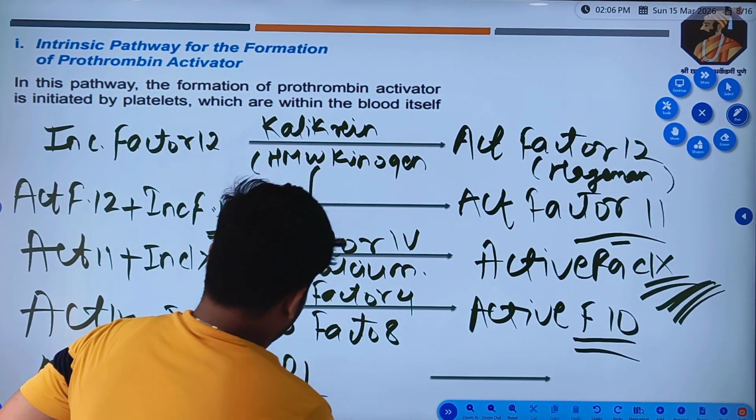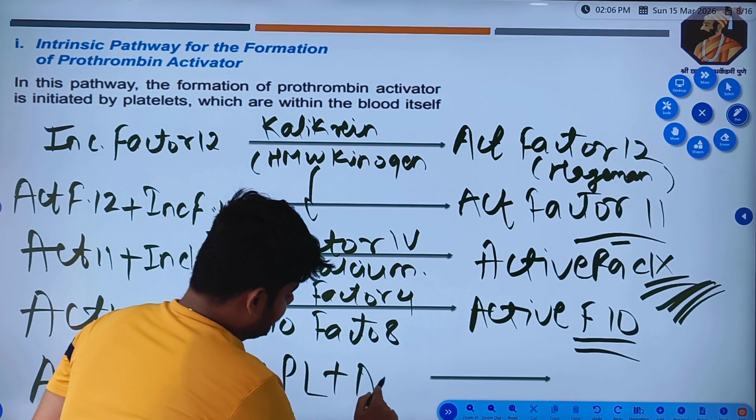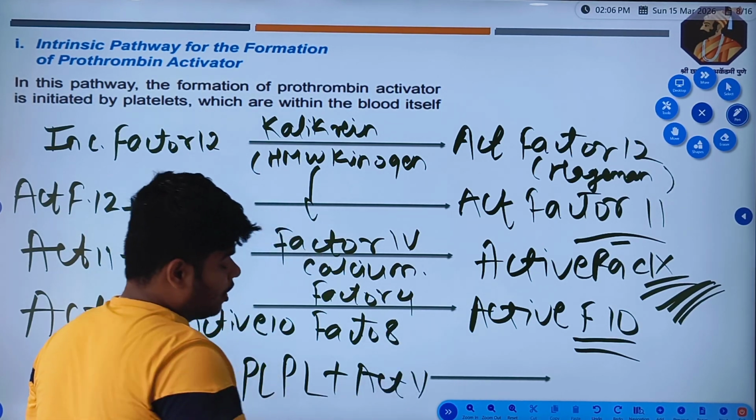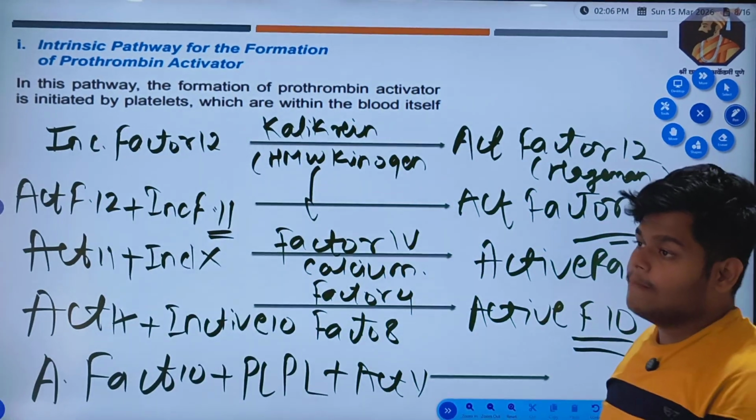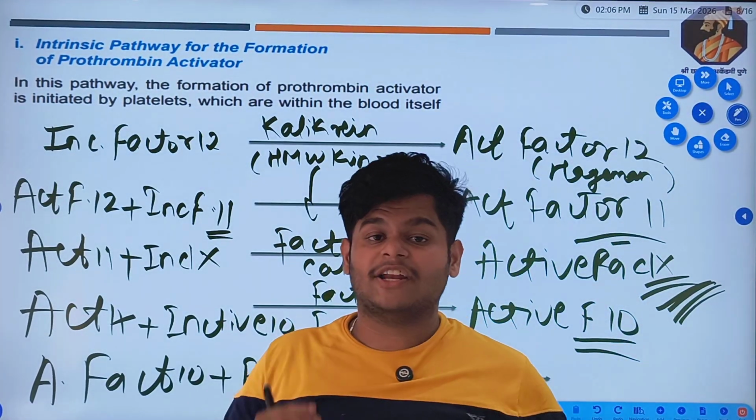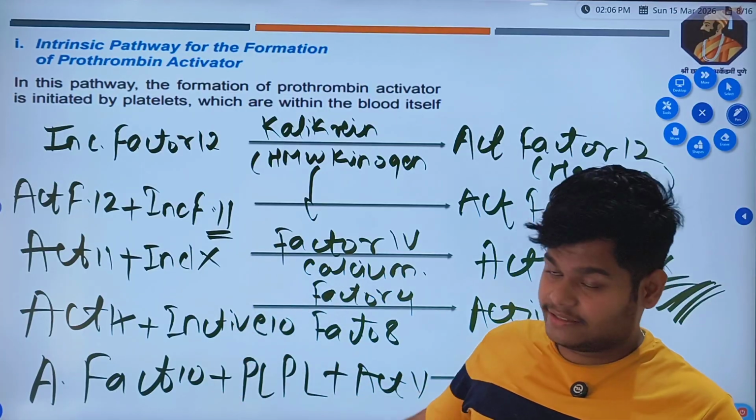What is done is plus active factor 5. Now you will ask the question: how is this factor 5 activated? It will come in the next step. I will clear it for you in the next slide.